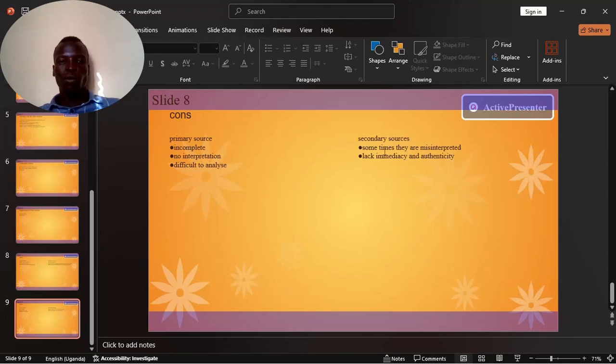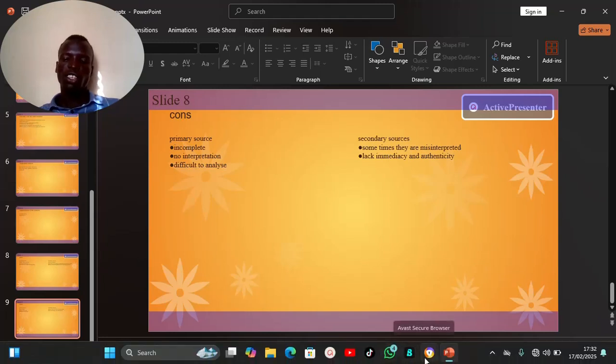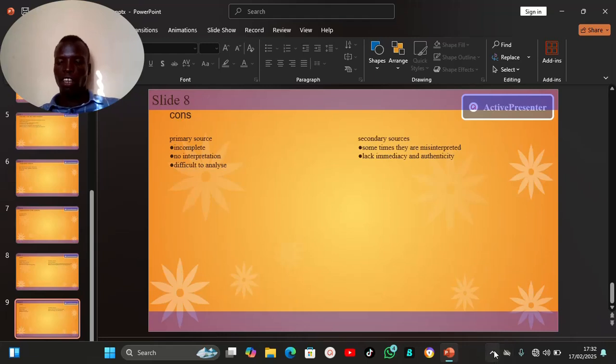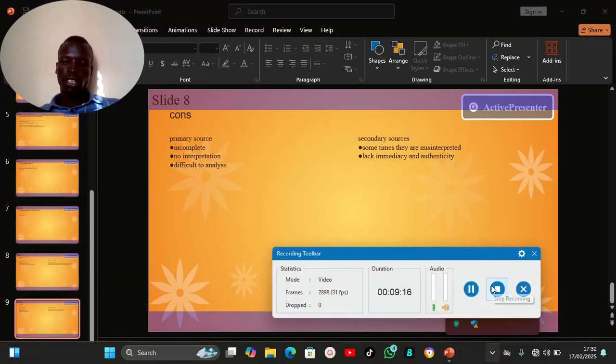So these are some of the pros and cons of the secondary and primary sources of information. Those are some of the important parts of information literacy that we have to get clearly so that our learning goes on easily. Thank you.